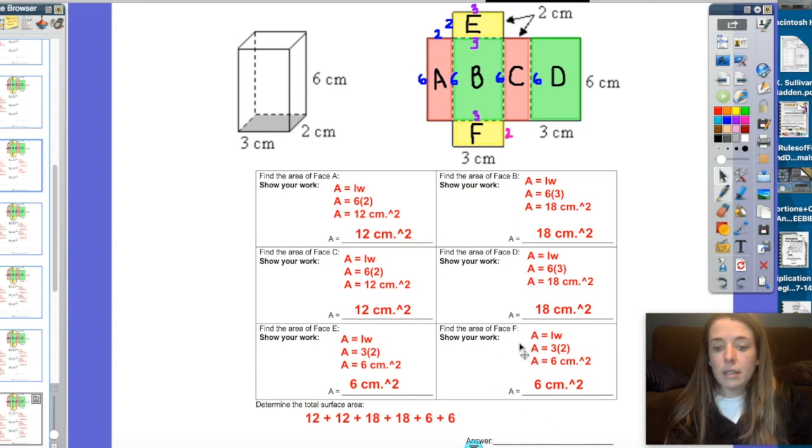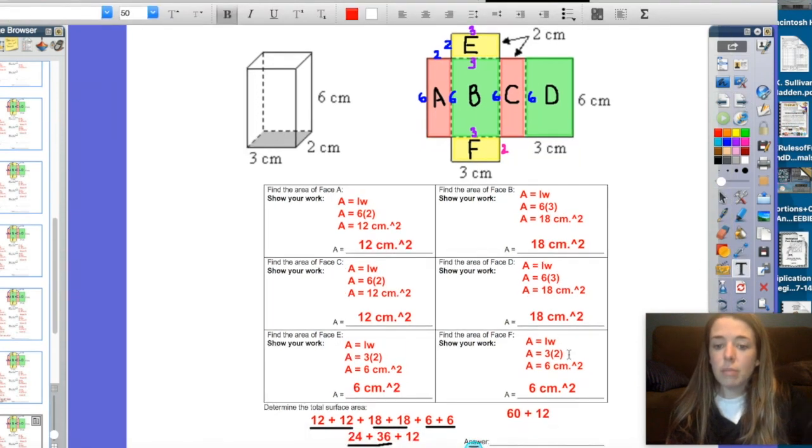So now my last step for determining the surface area is to add up all 6 areas: 12 plus 12 plus 18 plus 18 plus 6 plus 6. So I'm going to double up because Ms. Maljevic said that would be easier. And I'm going to get 24 plus 36 plus 12. Now I'm doing 24 plus 36. I'm going to rewrite it over here. I get 60, and 60 plus 12 is 72 centimeters squared.